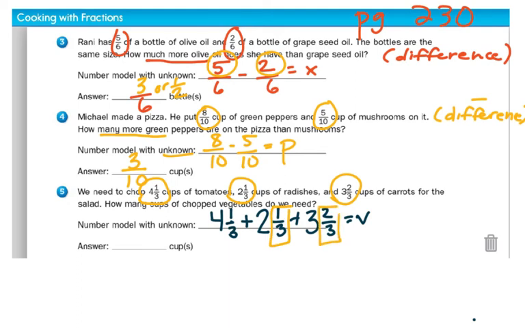1/3 plus 2/3 is 3/3, which equals a whole. So now I can add together the whole numbers. 4 plus 2 plus 3 plus the 1, which was the 1/3 and 2/3 added together. 6, 7, 8, 9, 10. We have 10 and then 1/3 remaining. So 10 1/3 cups.